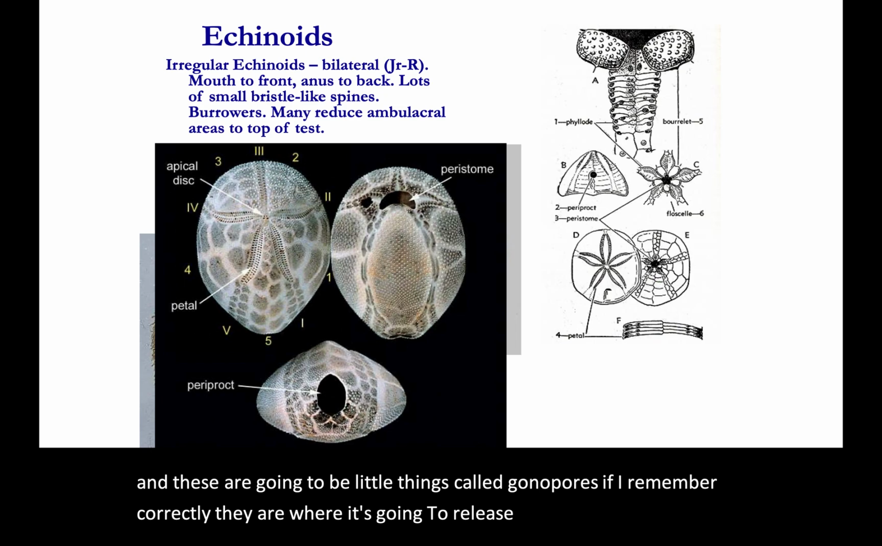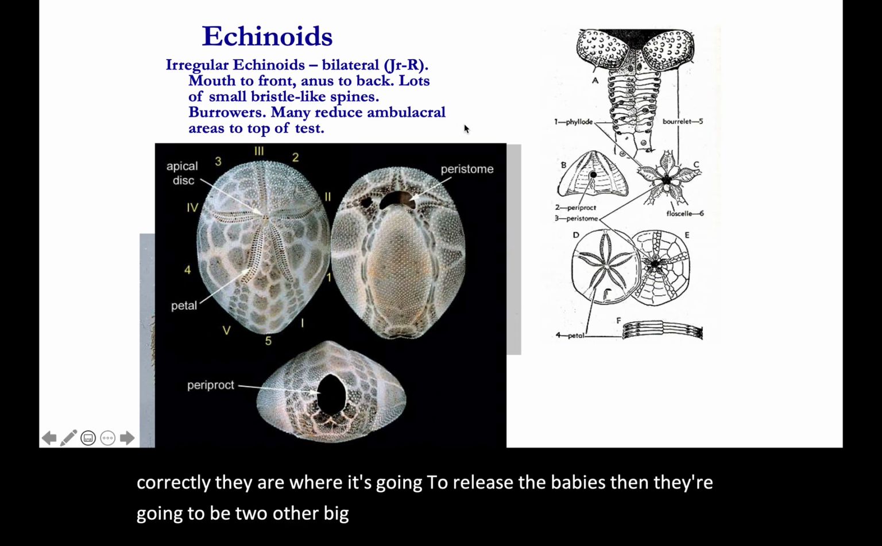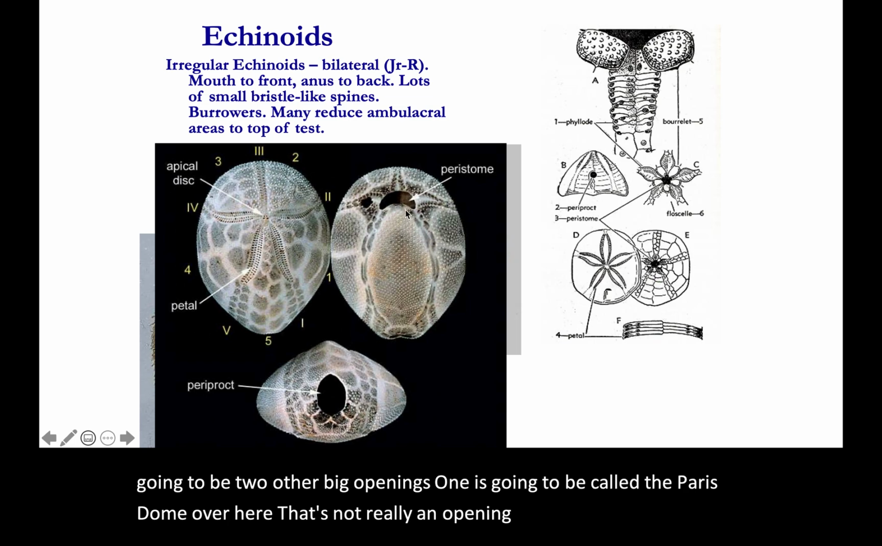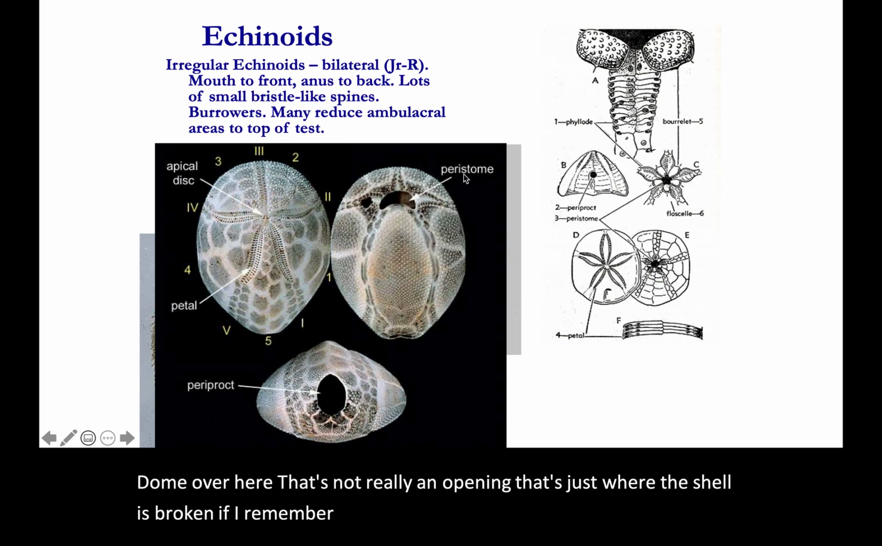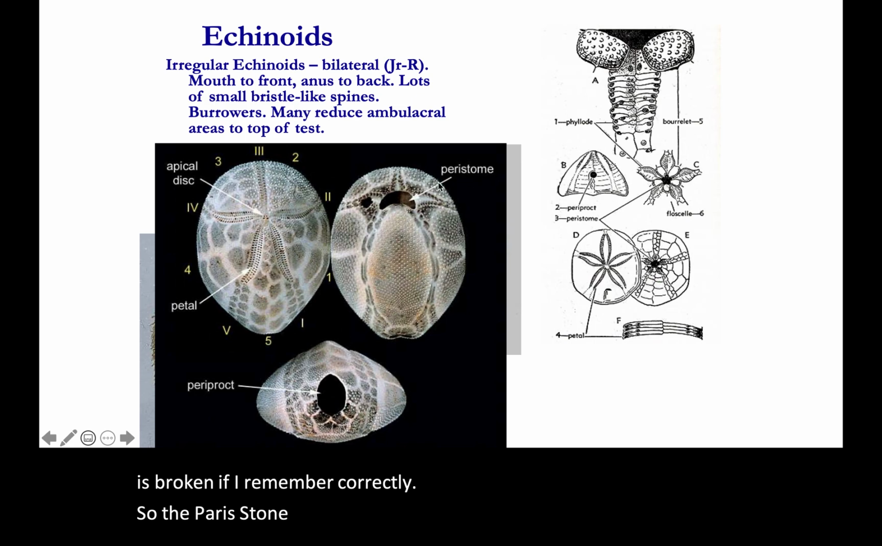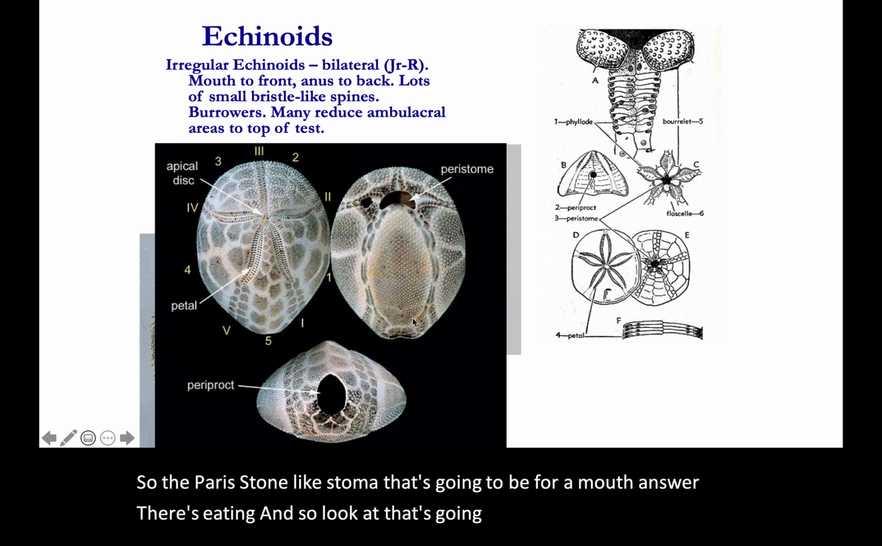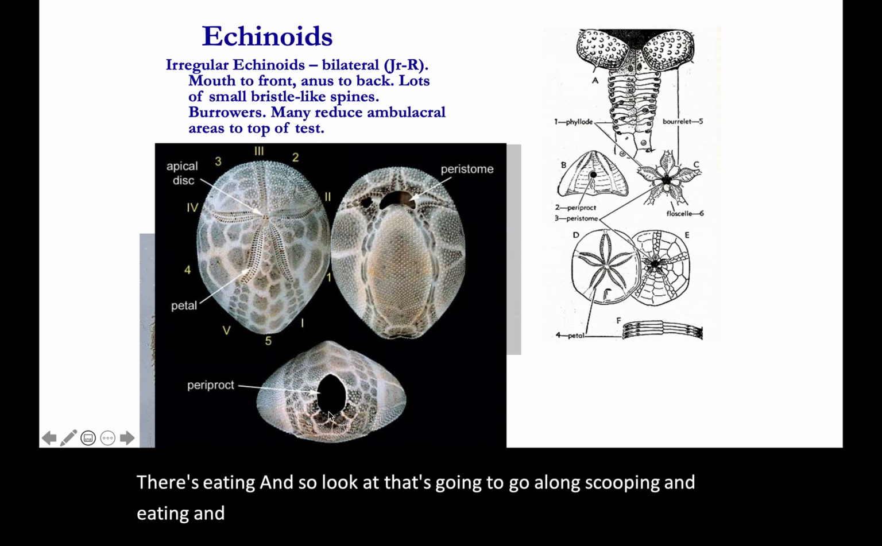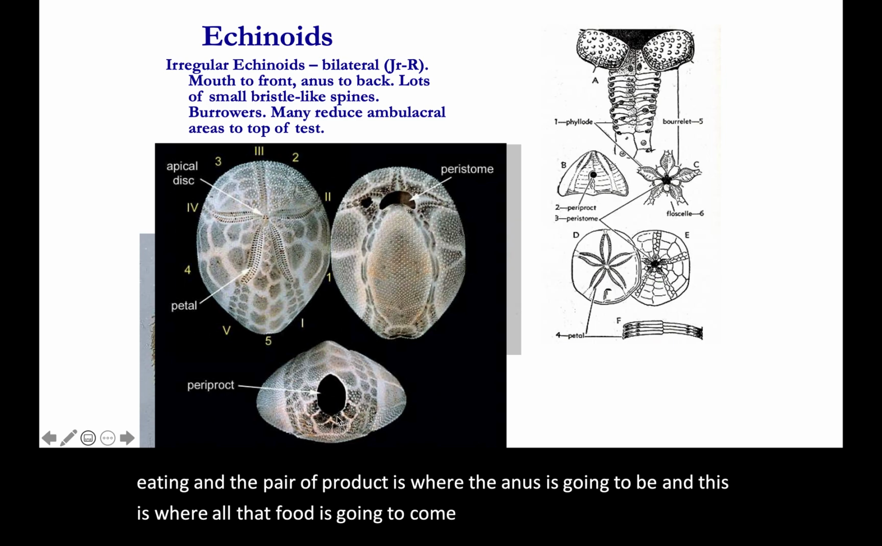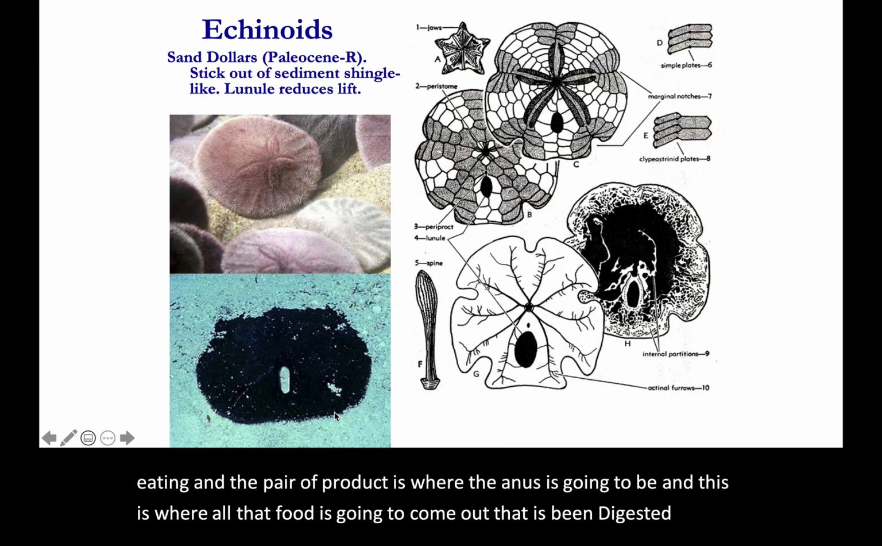Then there are going to be two other big openings. One is going to be called the peristome over here. That's not really an opening. That's just where the shell is broken, if I remember correctly. So the peristome, like stoma, that's going to be for a mouth. And so there's eating, and so look at that. That's going to go along scooping and eating. And the periproct is where the anus is going to be, and this is where all that food is going to come out that has been digested and discarded.